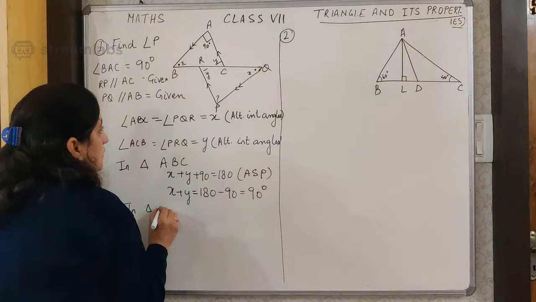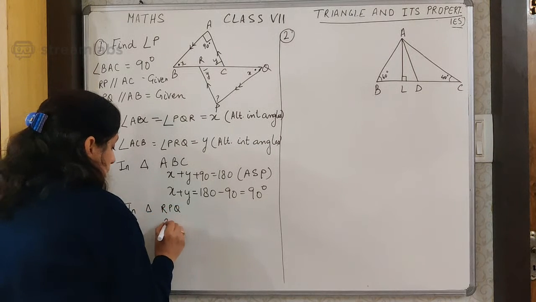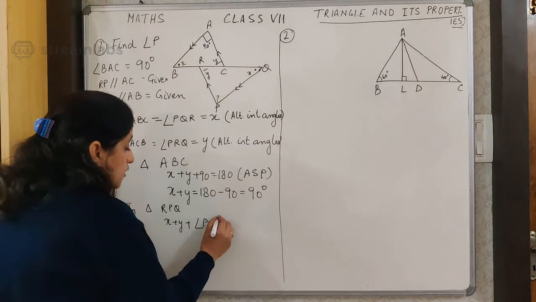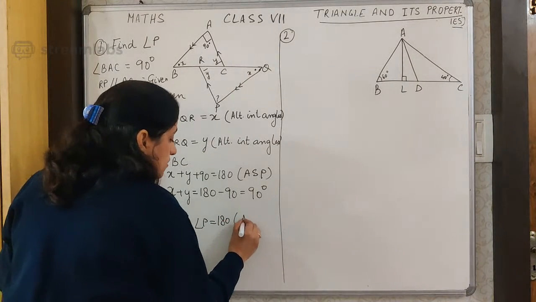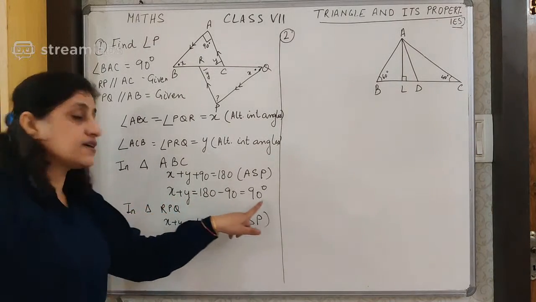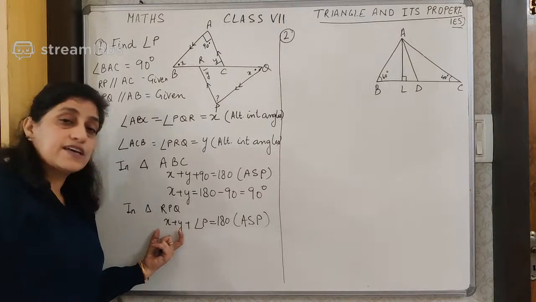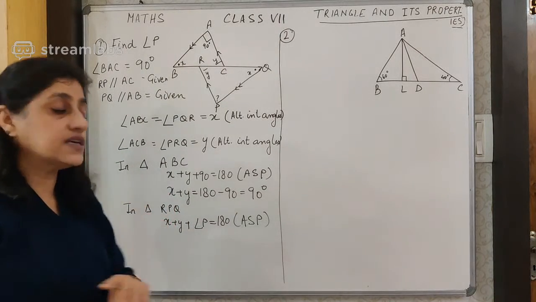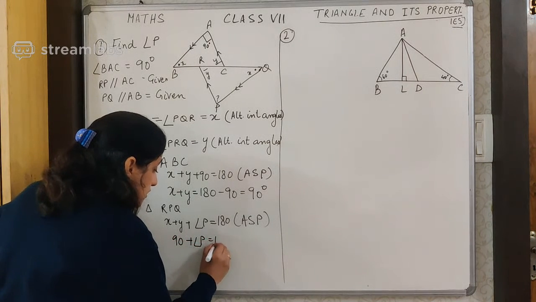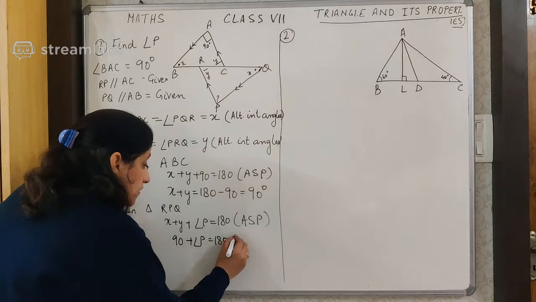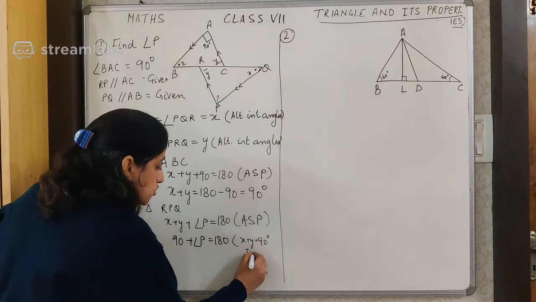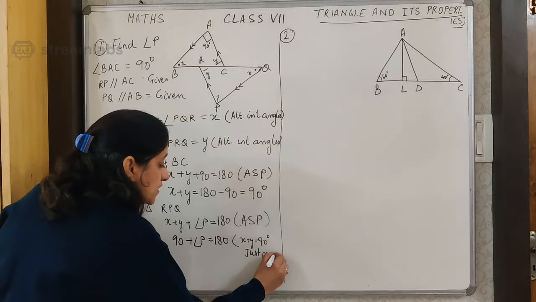In triangle RPQ, X plus Y plus angle P, which I have to find, will also be equal to 180. Same reason, angle sum property. We have already found out that X plus Y is 90. So here instead of X plus Y, I will be using what? I will be using 90. So 90 plus angle P is equal to 180. X plus Y is equal to 90 degrees, just shown or just proved. We have just shown this above.